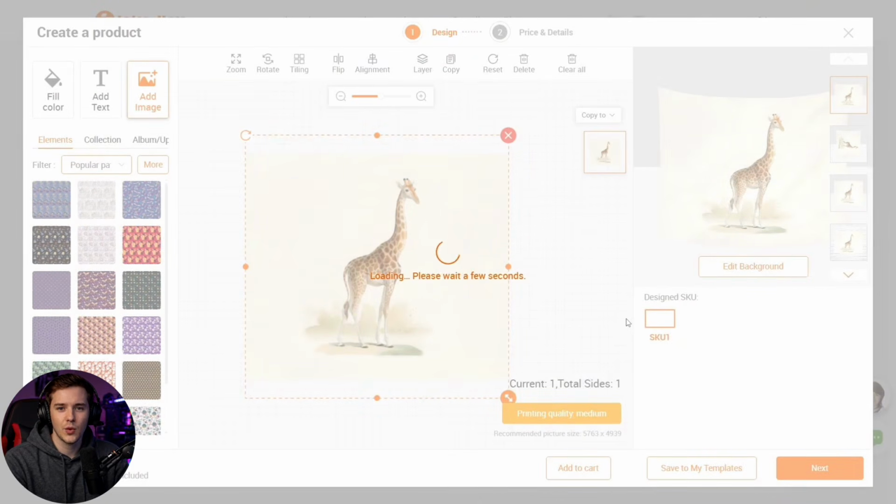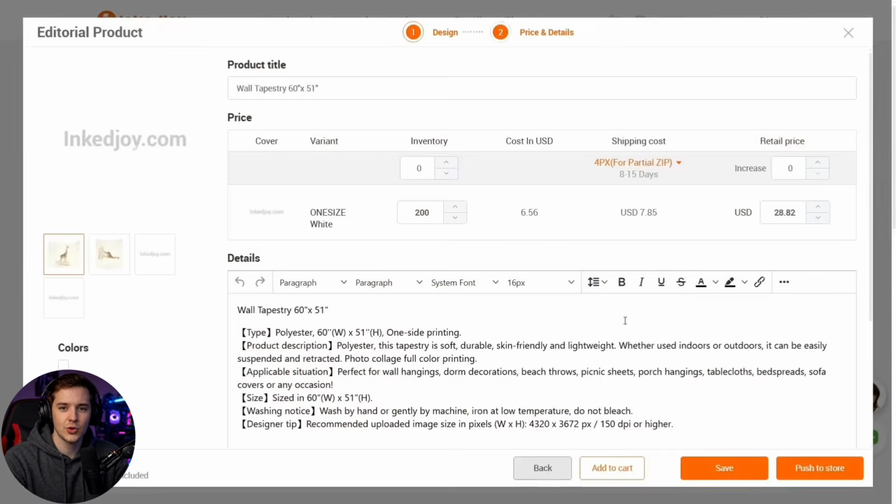Second, there's no upfront inventory cost. You only pay when you get an order, which means your risk is extremely low. Third, you control your pricing. Inkedjoy charges a base cost for the product, and you set your selling price on top of that. The difference is your profit.